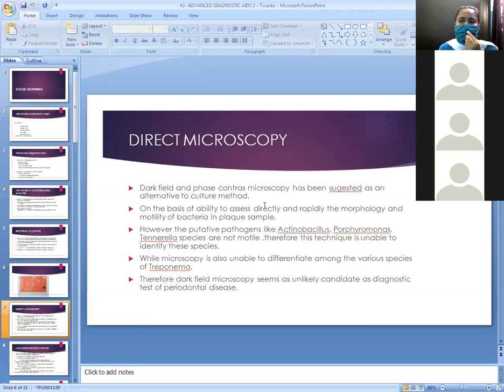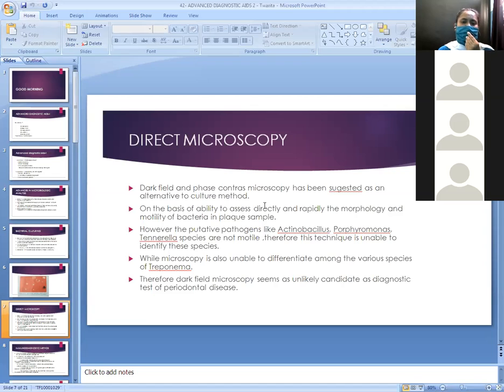So we now know the disadvantages of culture media. It is very costly. Another is that it requires viable microorganisms. Other than that, it is technically demanding. All these things are there. And because of that, it is also time consuming.